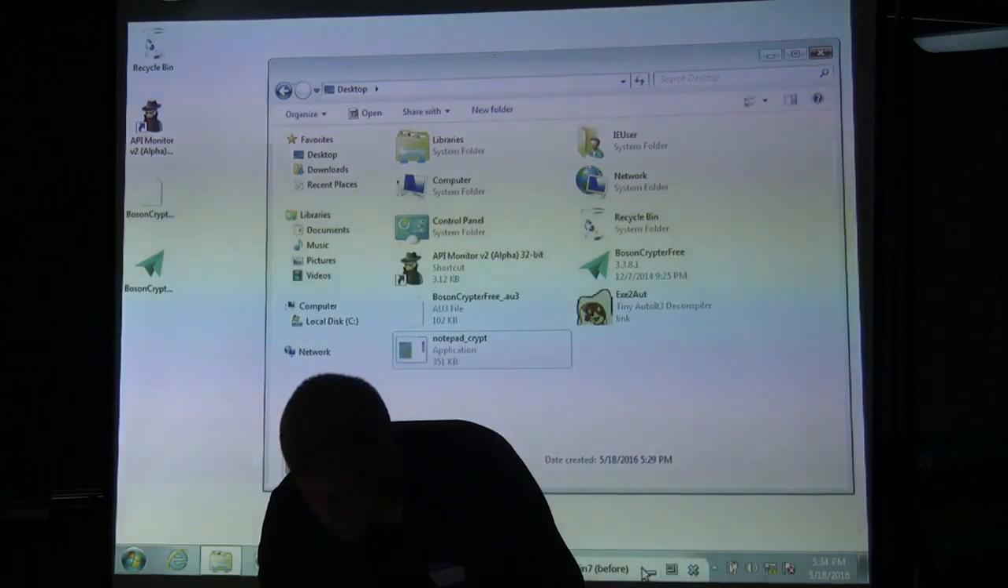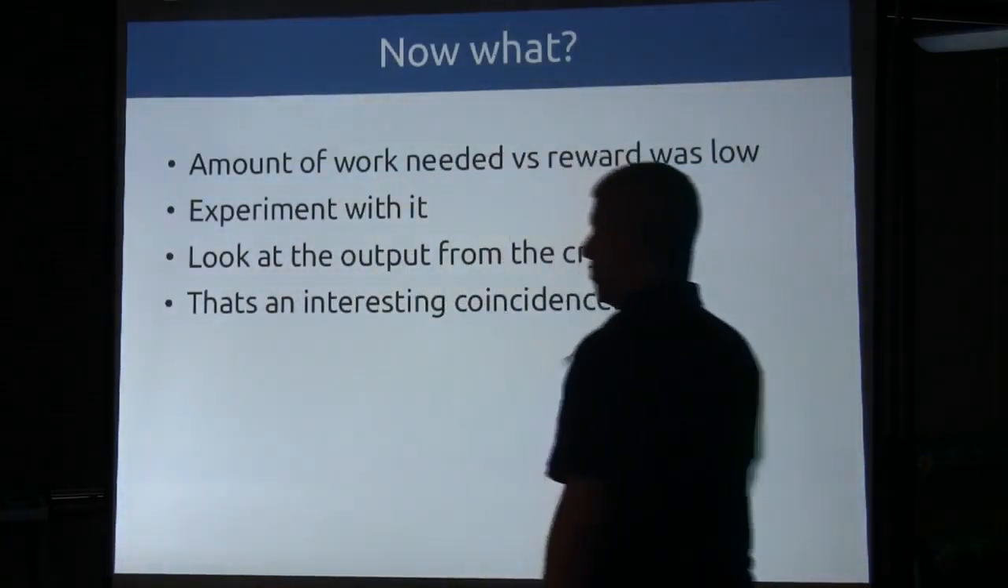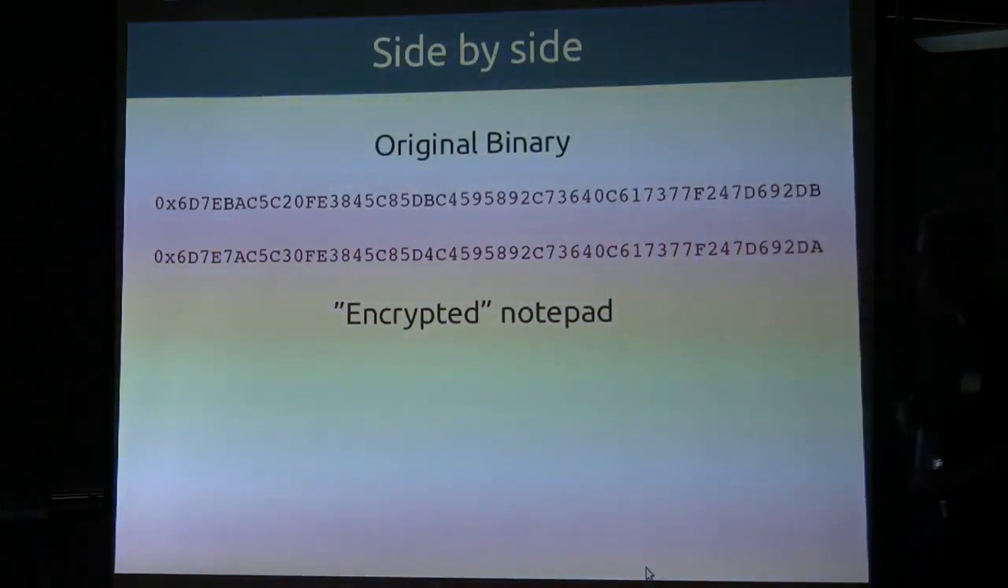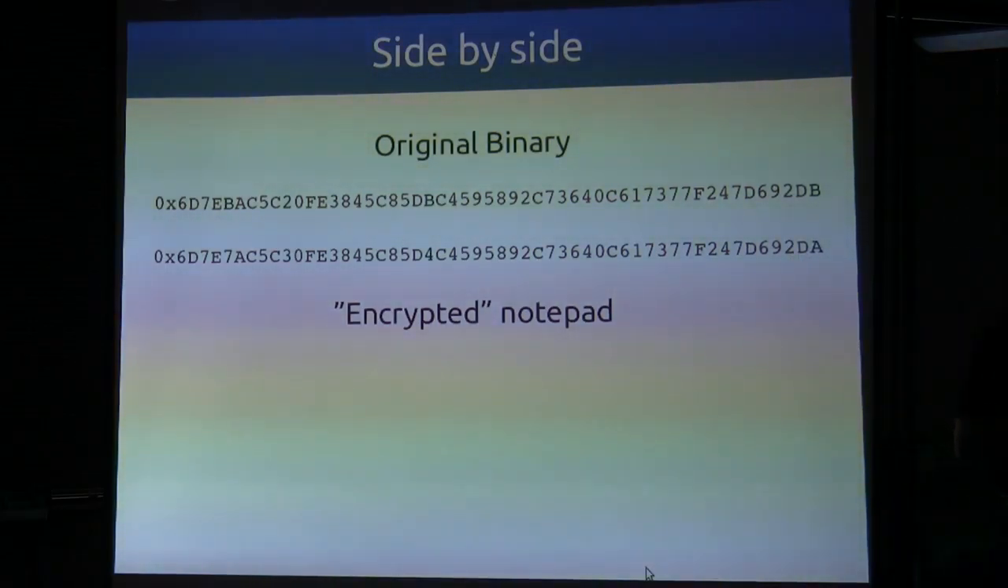Which is kind of interesting, but what's even more interesting is when you take the output from Notepad and compare it to the original program, the original binary that we received. All of the red stuff up here are characters that are the same between the two. These are two different executables that were encrypted with the same program. So based off what you're seeing here, what does this mean?